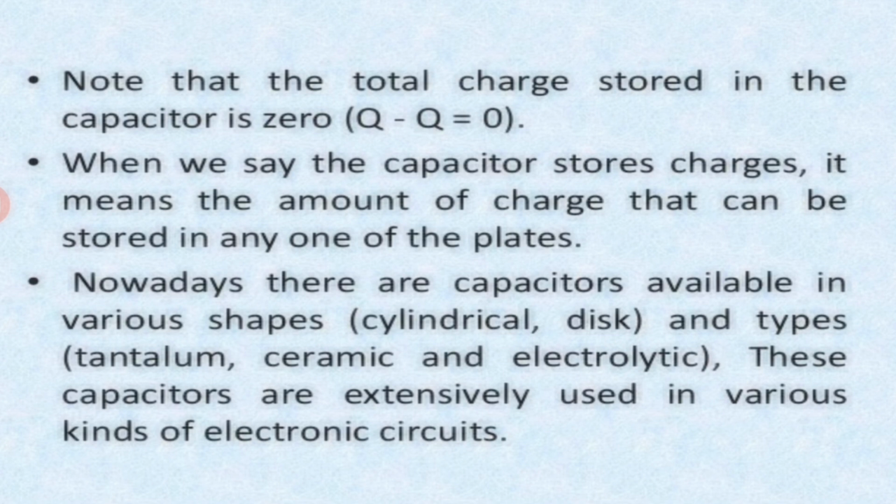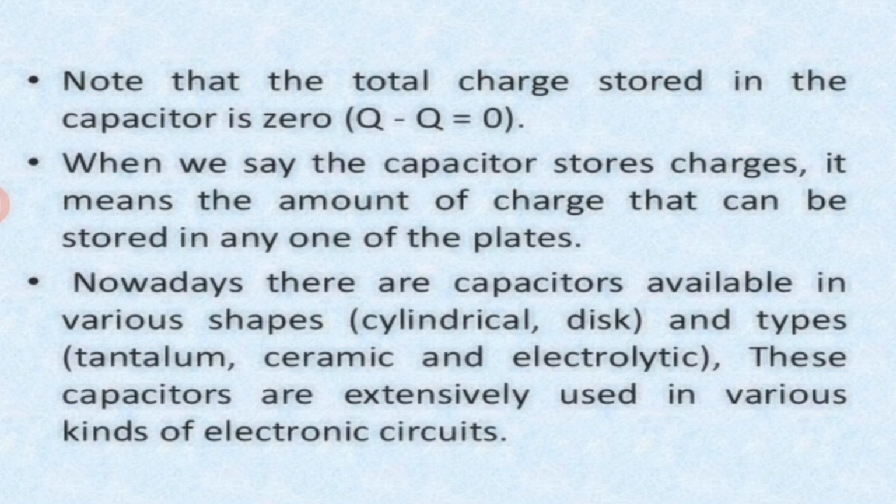One more important point to be noted about the capacitor: the total charge stored in the capacitor will be equal to 0, because one conductor stores a charge plus Q and the other conductor stores a charge minus Q. So the total charge stored will be equal to 0. When we say a capacitor stores charge, it means the amount of charge which is stored in any one of the plates.